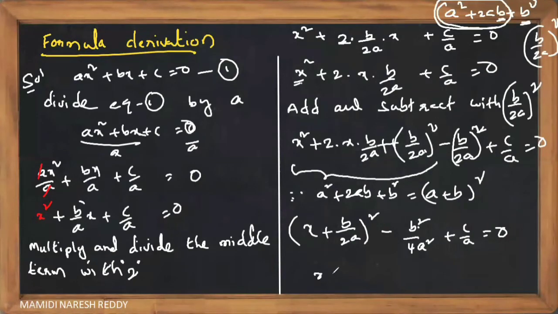Now x plus b by 2a whole square. Now this complete term, let us send that side, children. Now by sending that side, this minus becomes plus, children. So b square by 4a square, and this plus becomes minus, children. Any doubt?